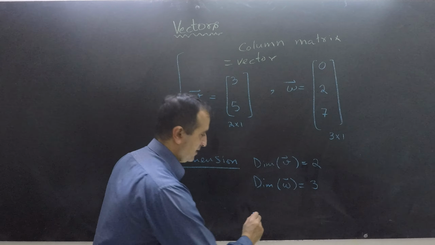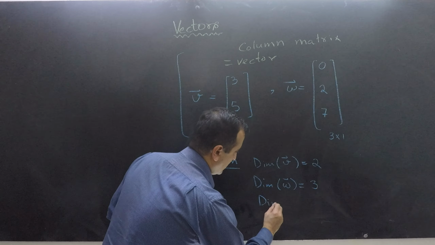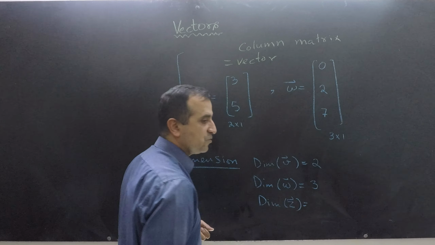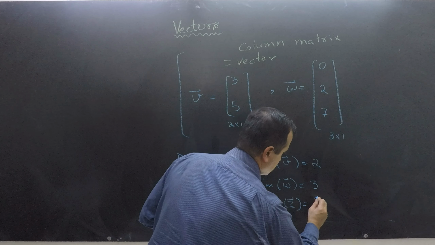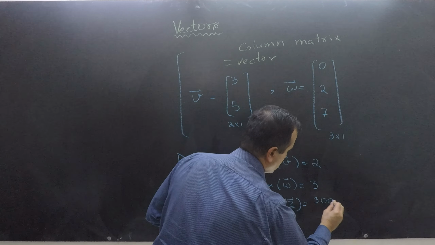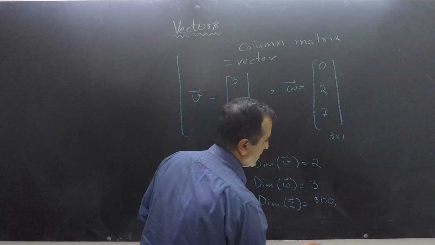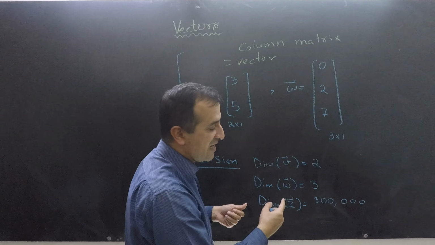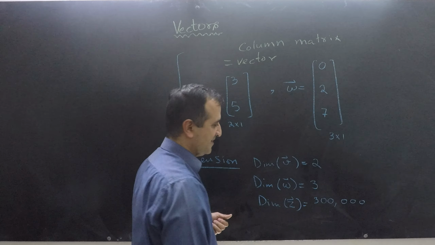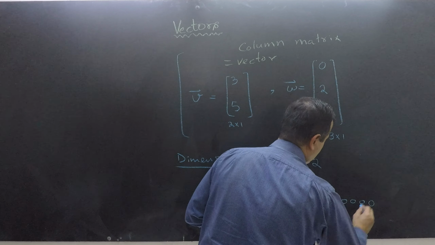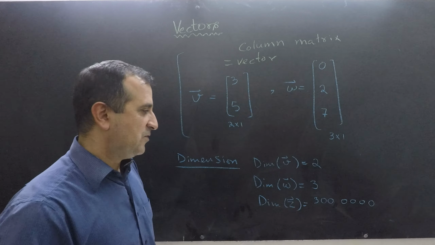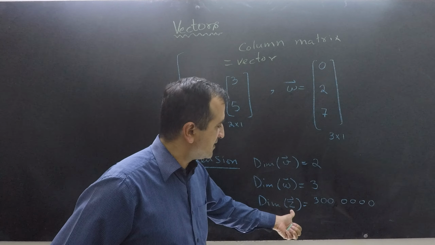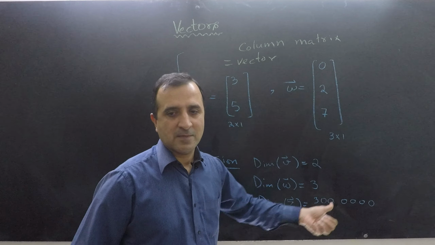Maybe the dimension of vector Z is equal to 3 million. I think I have written 300,000, but it should be 3 million, so I need 1 more 0. Yeah. So 3 million, right? So the dimension of vector Z is 3 million. Make sense?